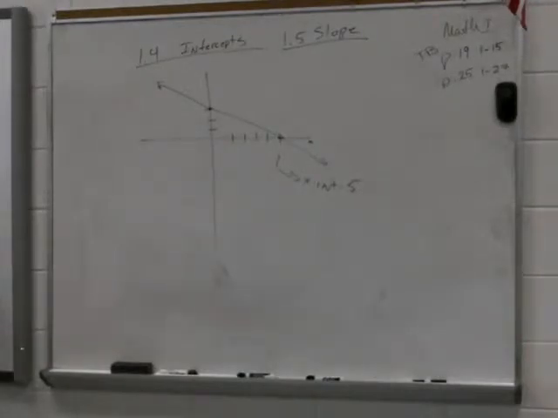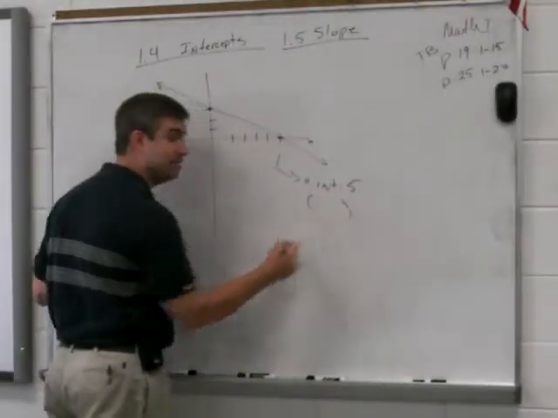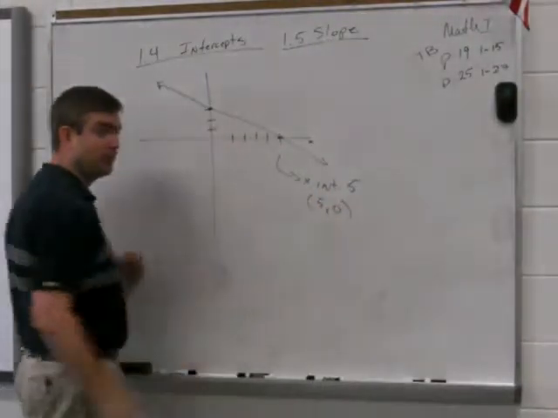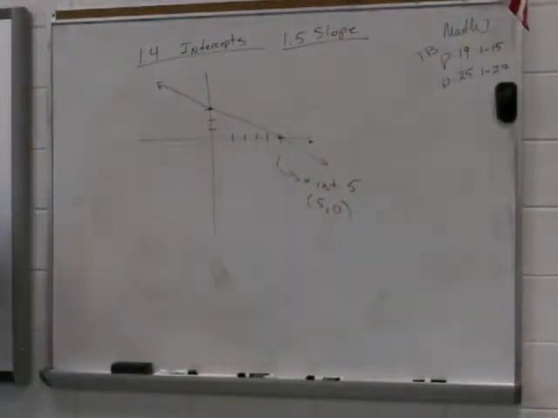You can't just say 5. You have to put it in coordinate form with parentheses. What would the coordinate be for this X-intercept? 5, 0. That's very important. We'll come back to that in a second. But the X-intercept on this one is (5, 0).